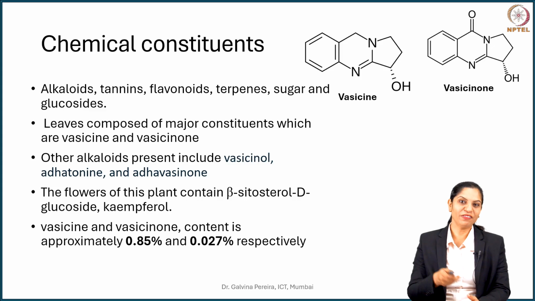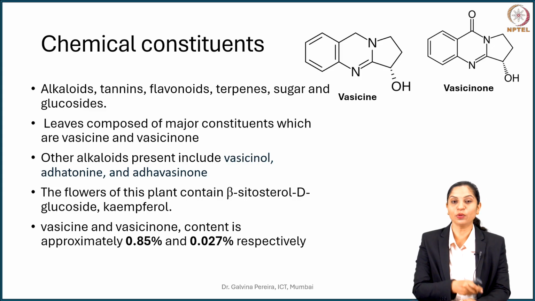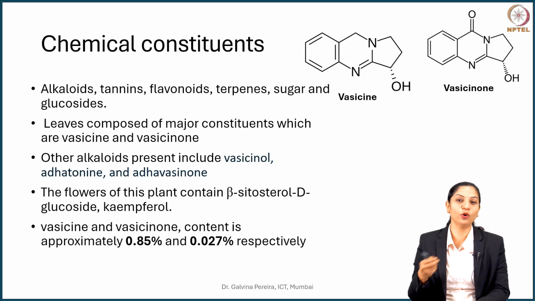So approximate vasicine or vasicinone content you can count as up to 0.85% of the leaf weight, that is the dry weight, of vasicine, and 0.02% of the dry weight of the leaf basis it contains your vasicinone. So vasicine and vasicinone are the two important phytochemical markers which can be used for standardization.